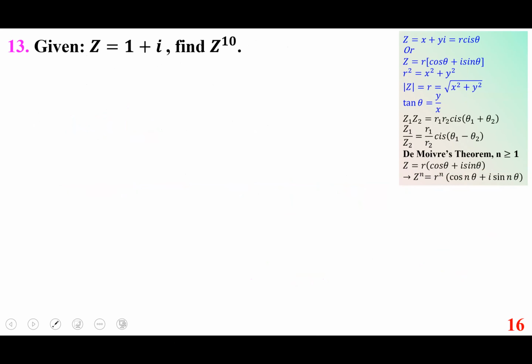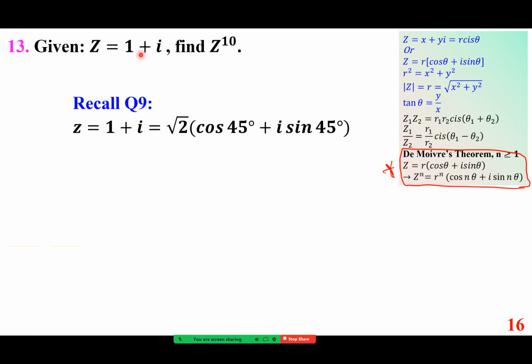We want z given as 1 plus i to the power of 10. So z to the power of 10, and we are going to use De Moivre's theorem. We have to first put this in polar format. We had done that. If you go back to question number 9, we did this. So I'm not going to go over that again, but we have the detailed solution there.